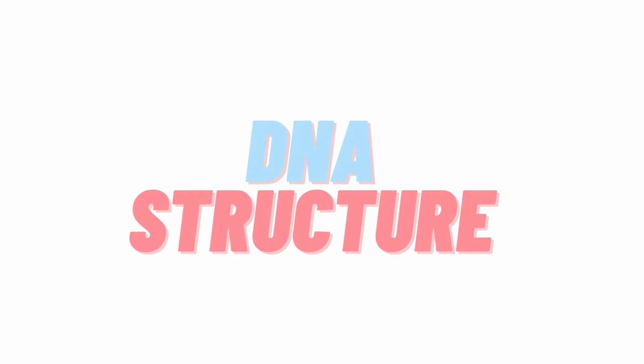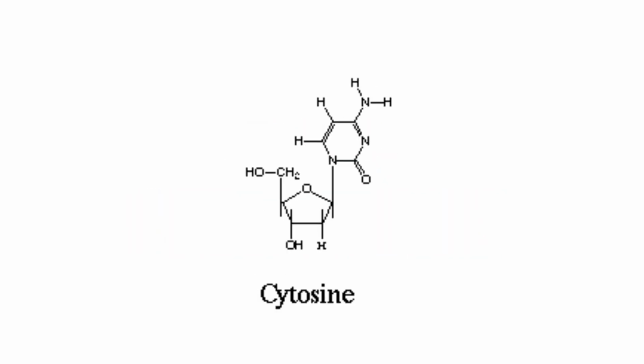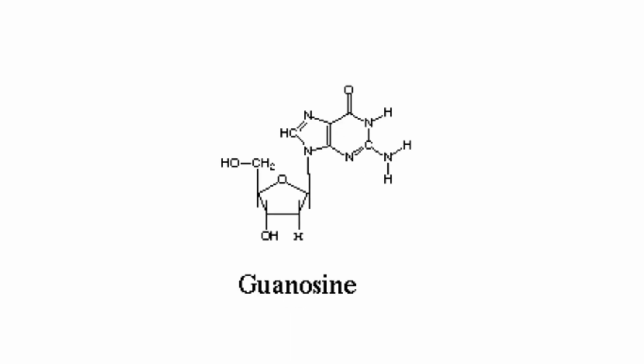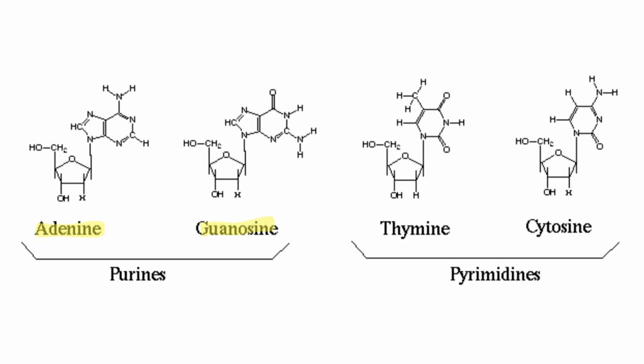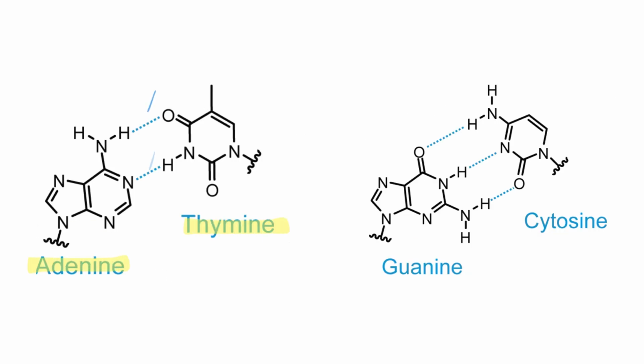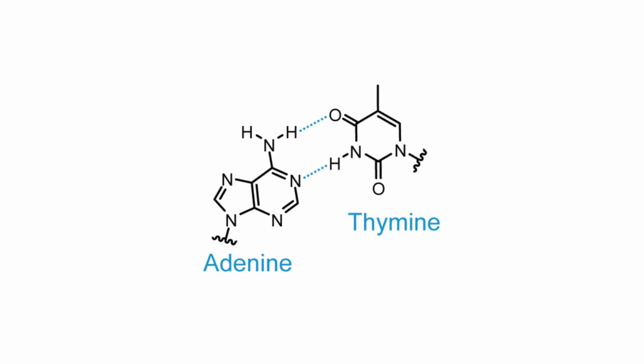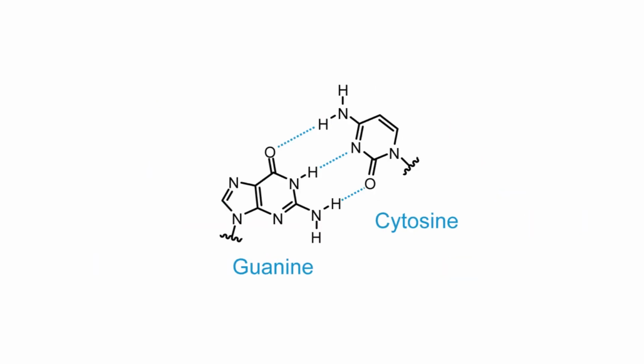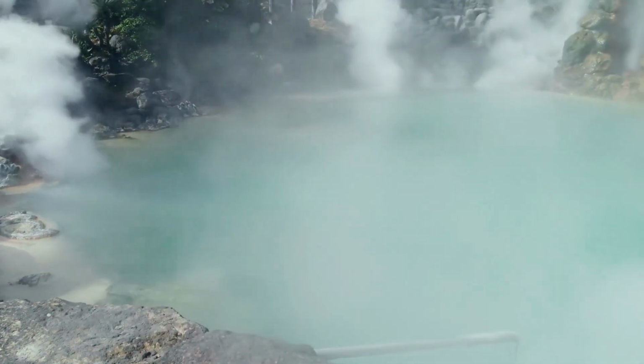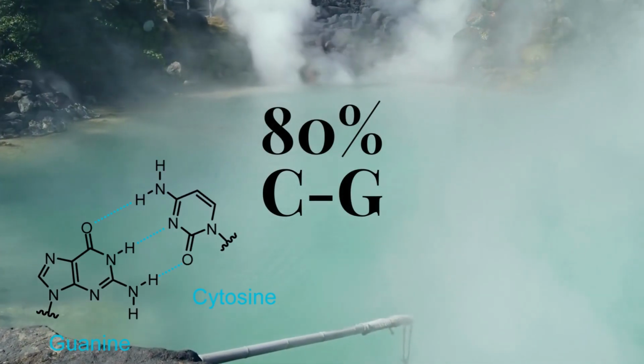DNA is composed of 4 nucleotides: adenine, cytosine, thymine, and guanine. A and G are purines, which have 2 rings, while C and T are pyrimidines, with 1 ring. A and T are connected by 2 hydrogen bonds, while C and G are connected by 3 bonds. Therefore, A-T pairing is weaker than C-G pairing. For this reason, the genetic composition of bacteria that live in hot springs is 80% G and C.